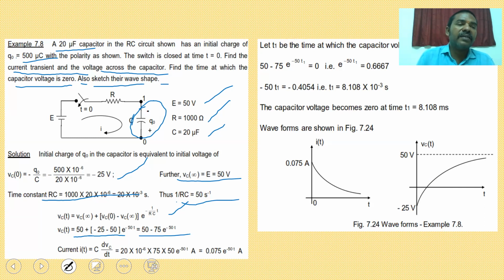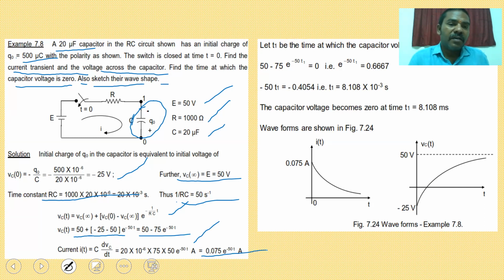Then current is equal to C dVc by dt. So then substitute with differentiation of the Vc of t. So finally you can get 20 into 10 power minus 6 into 75 into 50 e power minus 50t. So the current value you are getting is 0.075 e power minus 50t amperes.